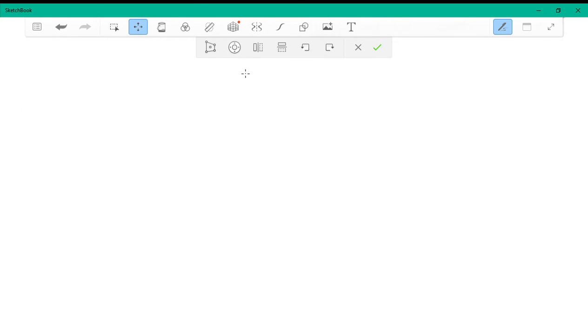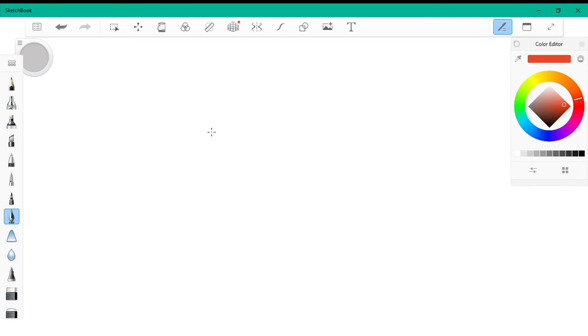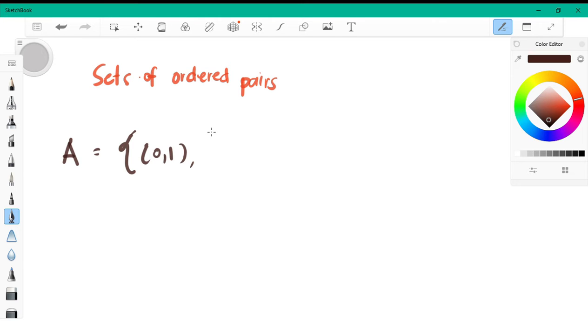Now, a function and a relation can be represented through sets of ordered pairs. Say that we have a set of ordered pairs A. The set is enclosed in curly brackets. We have, let's say, (0, 1) as our first ordered pair. Then we have (1, 2), (2, 3). So this set of ordered pairs is called a function. This relation is a function.